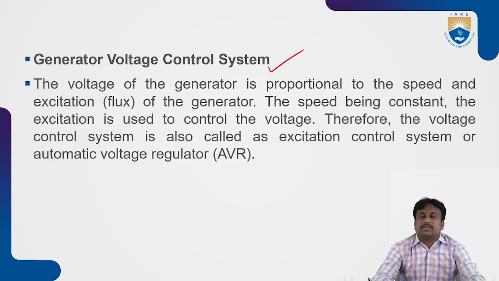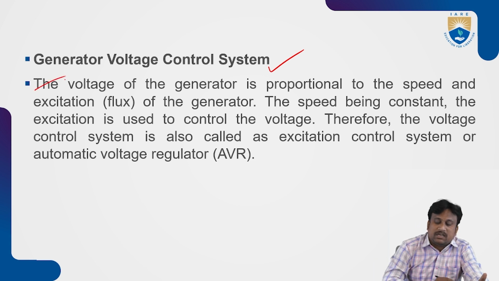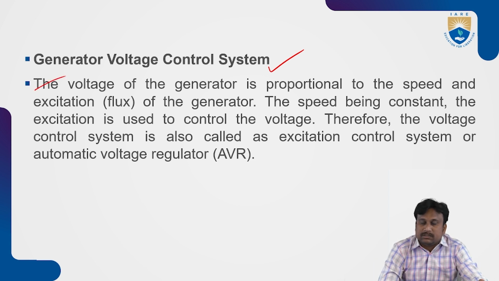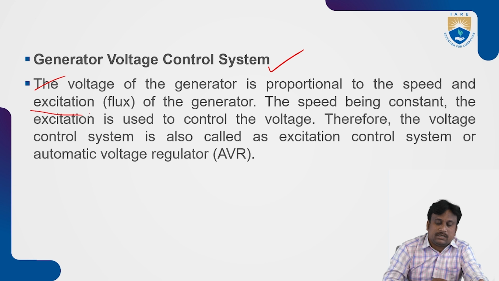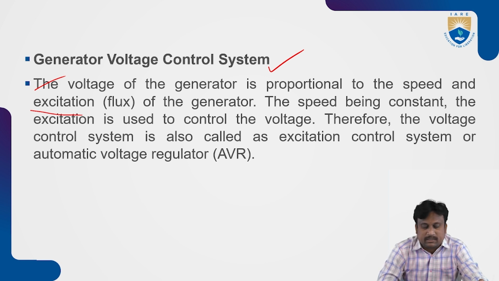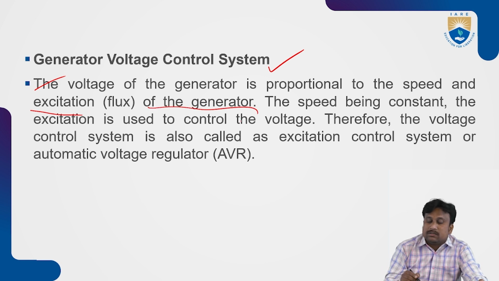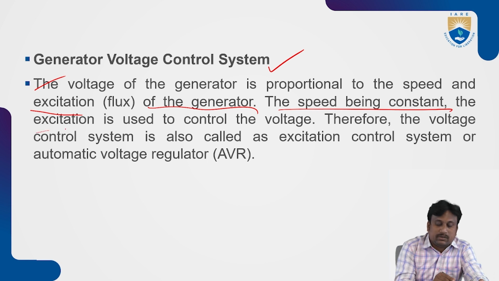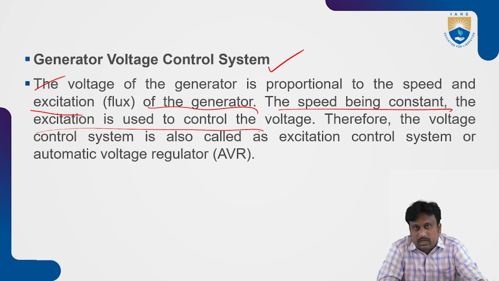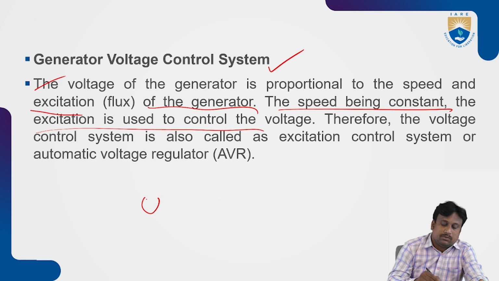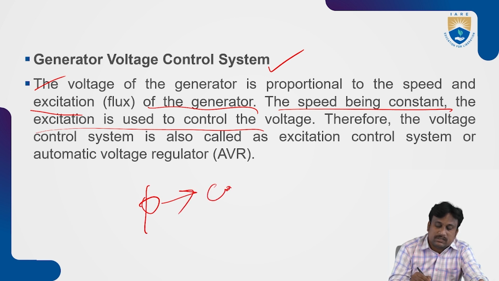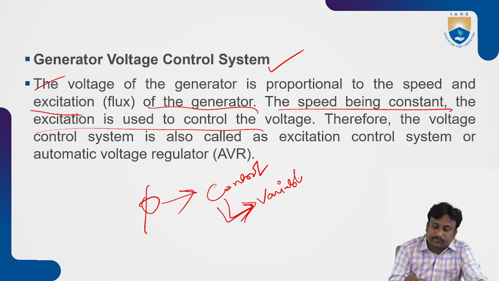Here, generator voltage control system means the voltage of the generator is proportional to the speed and the excitation, that is, with respect to the flux of the given generator. So speed being constant, excitation is used to control the voltage. That means the flux is going to be controlled, and here you are going to obtain a variable voltage.